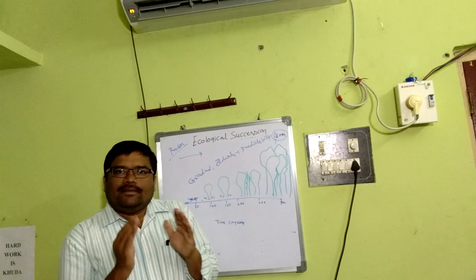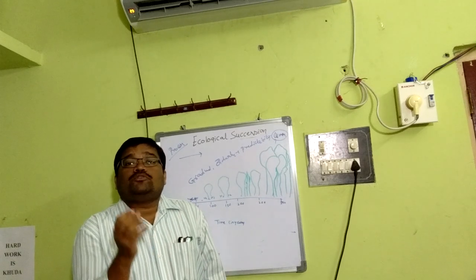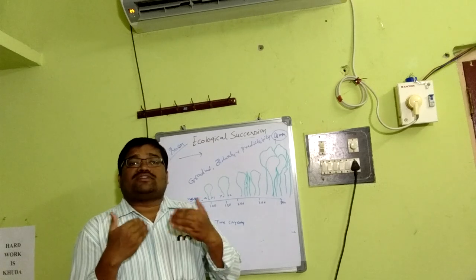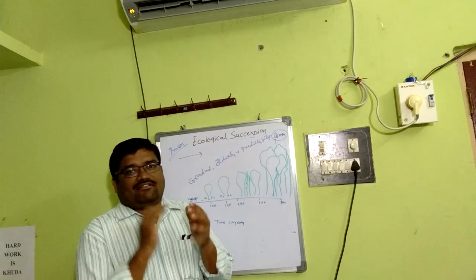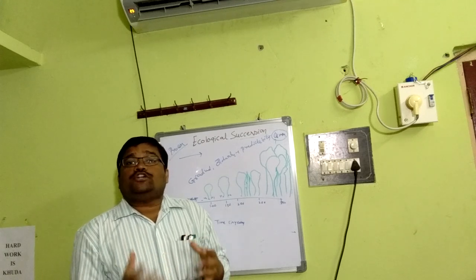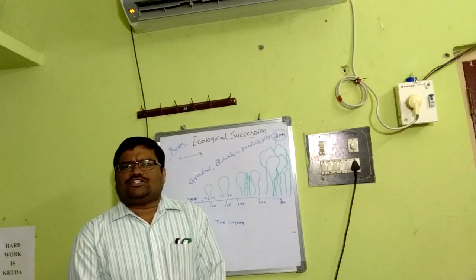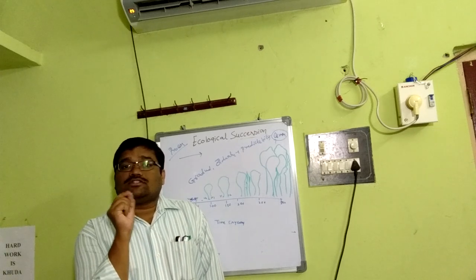And there are certain prerequisite factors to become a pioneer. For example, the pioneer should have a small population size, because their requirement of nutrients should be low, and they should be able to survive under low nutrient levels. They should have the capacity to acquire nutrients, and they should be dynamic to face interspecific and intraspecific competition. That should be the characteristic features of pioneers.